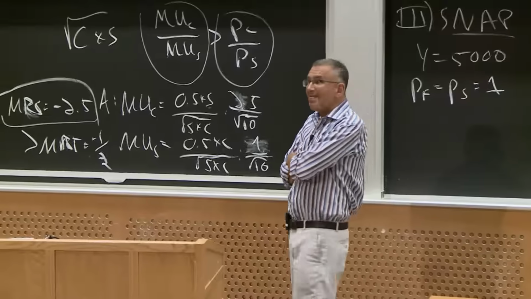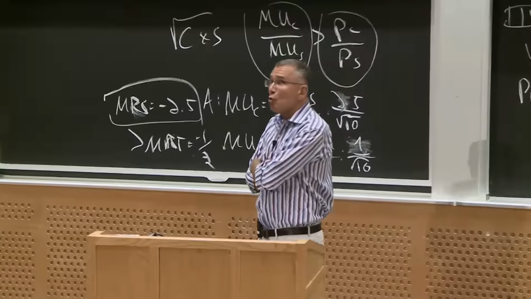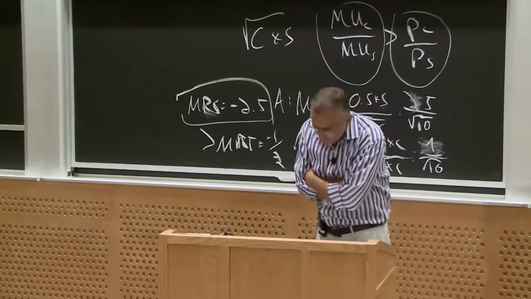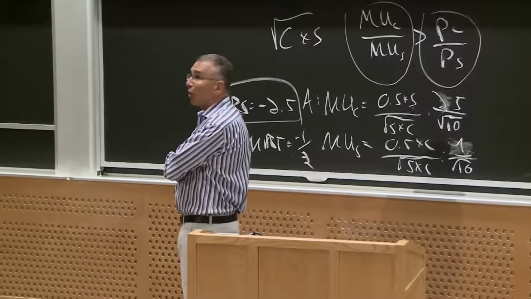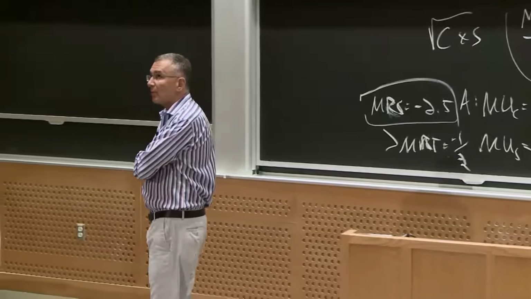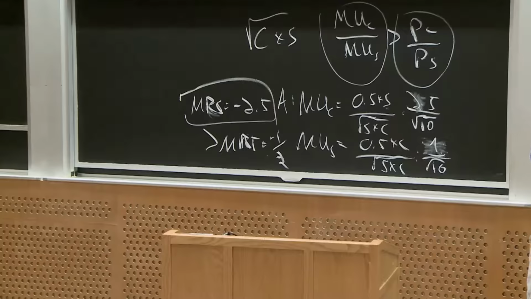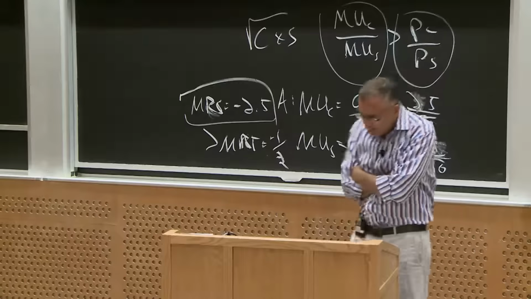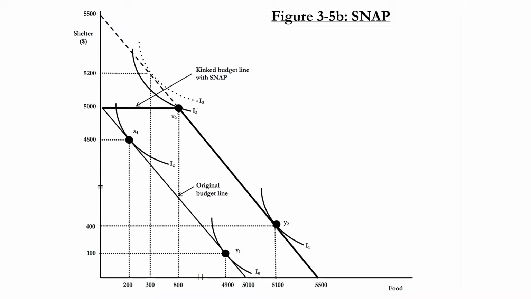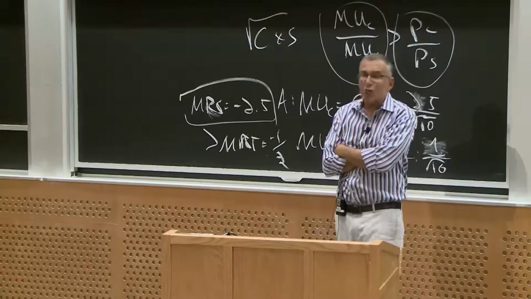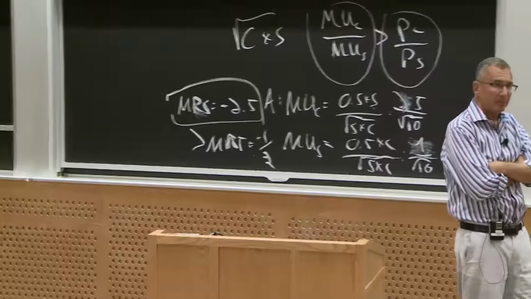And why is that? That's because for the first $500 in food, there is no opportunity cost in terms of shelter. You can get the same amount of shelter if you spend $100 on food, or $200 on food, or $500 on food. So the budget constraint is now flat from the y-axis to the point x2. It's flat, and then it rejoins the original budget constraint.